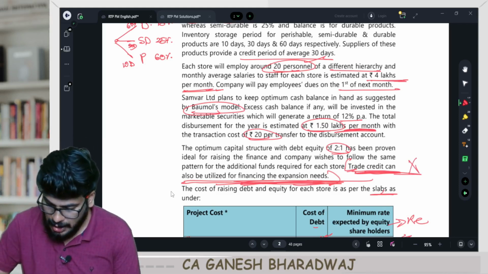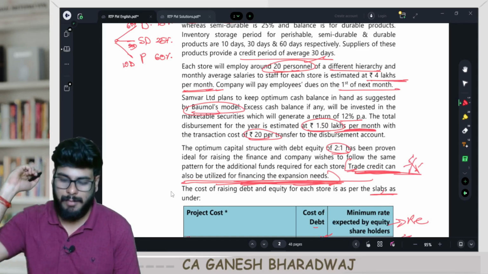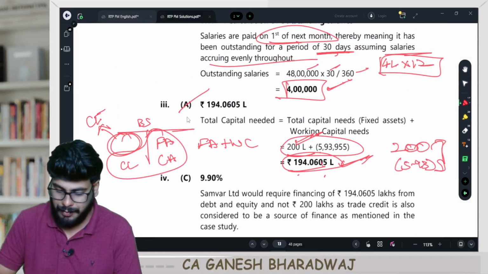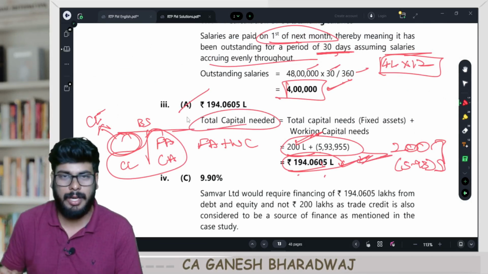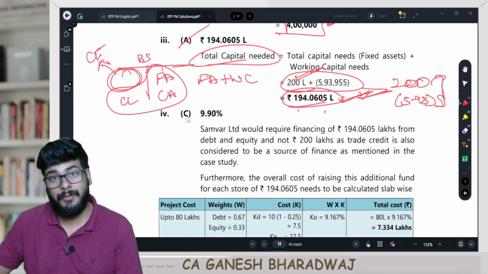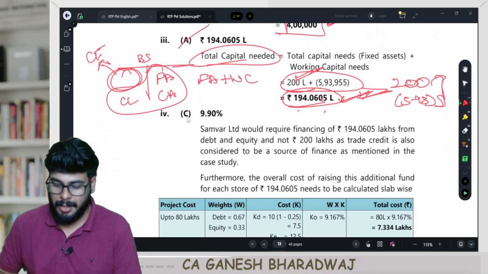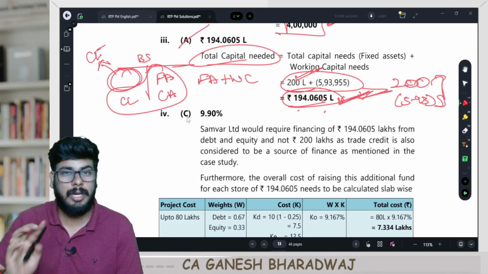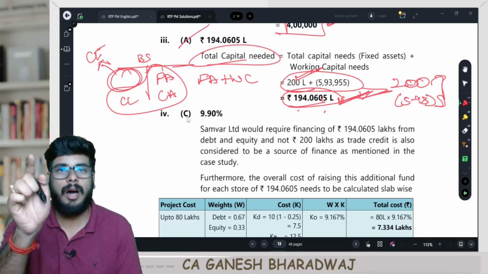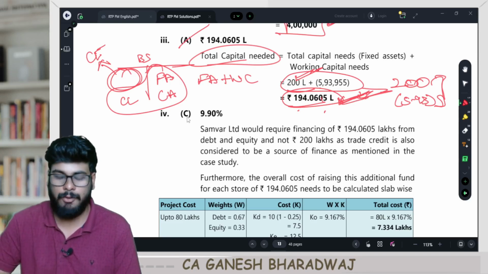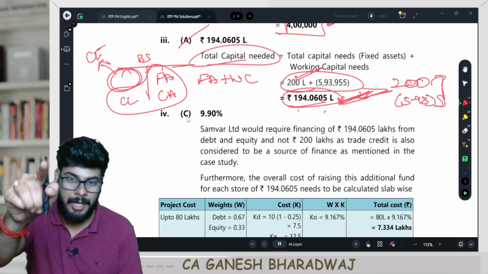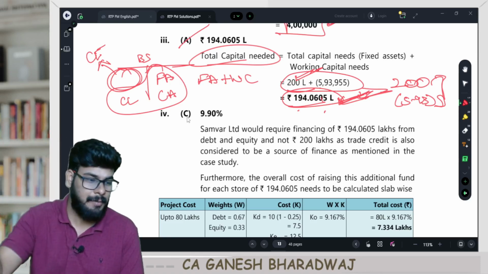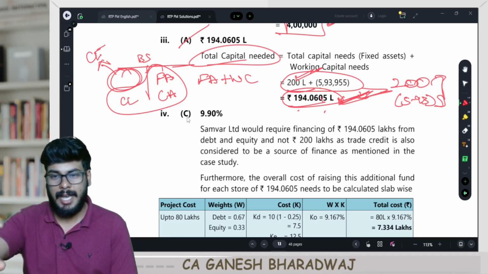Extremely important, guys. This is something, once again, I feel students can miss out on. The net funding answer will not change because of this line. Total capital needed, this is okay, fine. However, for the purpose of calculating cost of capital, should we consider 194.06 or 200? Normally 200. However, in this question, it is going to be 194.0605. The reason is mentioned in the question. They are saying that trade credit can be used for funding your expansion needs. Hence, we are doing it.